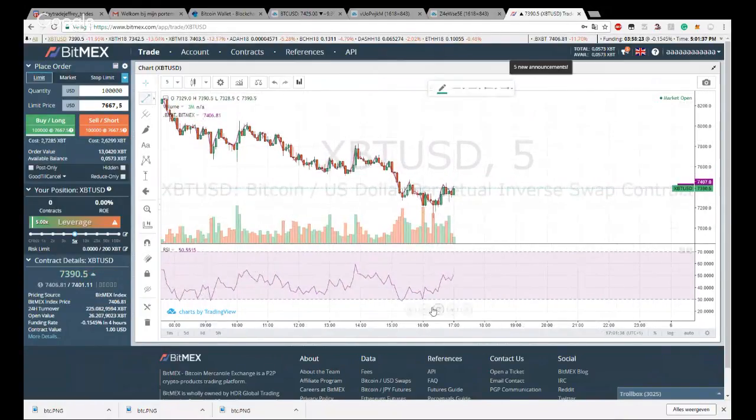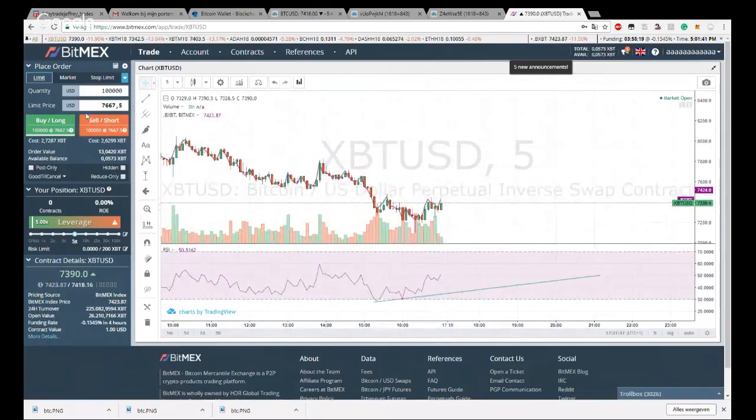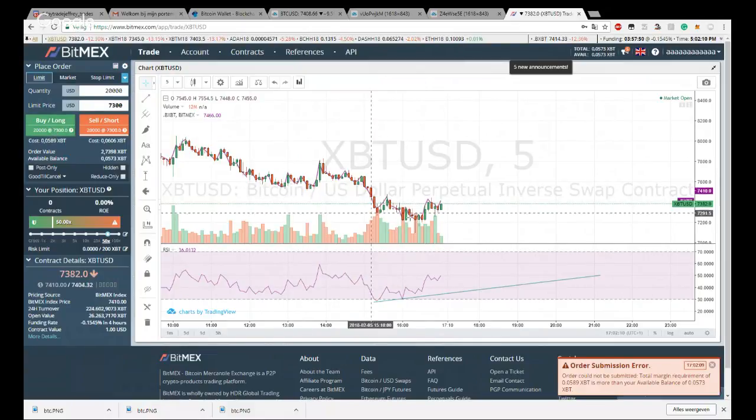Now, I'm just going to show you how to do this. I can see some divergence here. The RSI is going up, so on the very short term, I'm bullish. I'm just going to choose the price that I want to set, which is 7,300. So 7,300, and adjust the price here. And then you can adjust the amount of contracts you're going to need. And I'm just going to use 20,000 contracts, just as a demonstration.